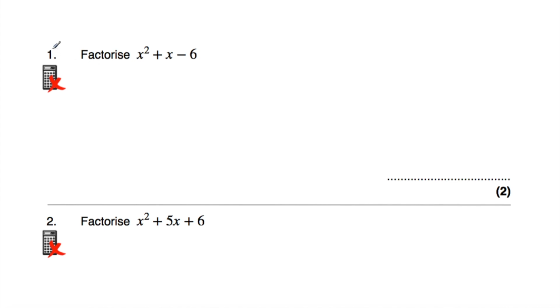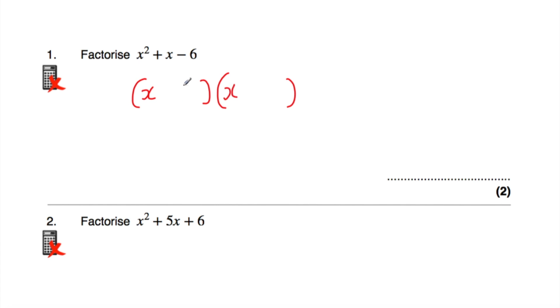So question number one says factorise x squared plus x subtract 6. As you can see, this is a quadratic and we've got our x squared term, our x term and our number. So what we're going to do is put our brackets down. Bracket, bracket, bracket, bracket. And because it's x squared, we're going to put x's at the front of both brackets.